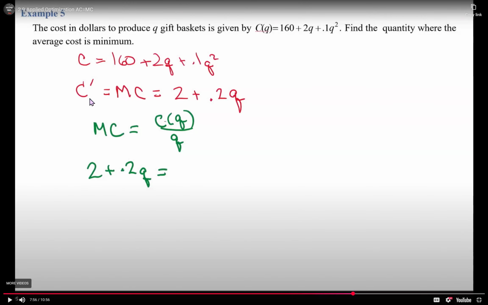You probably took the derivative of C wrong. What's the derivative of C, or what's C prime? C prime is 2 plus 0.2Q, and then for me it's 200 plus Q plus X. So 200 plus X? Oh, but this is the same equation, but you took the derivative here.